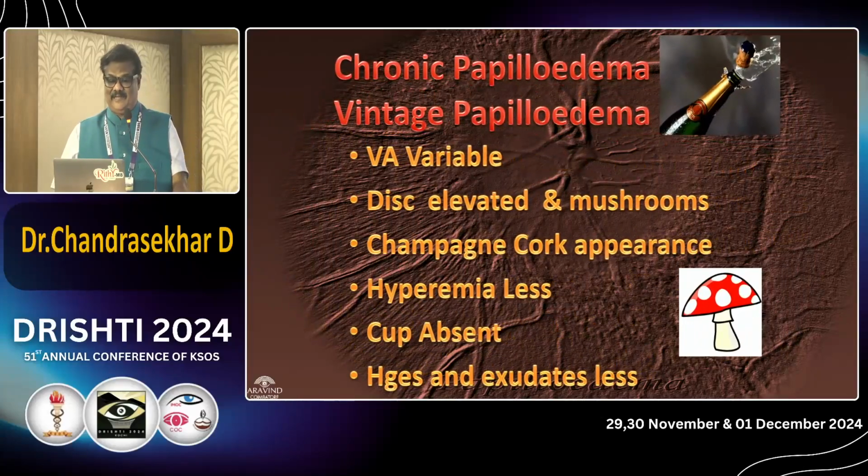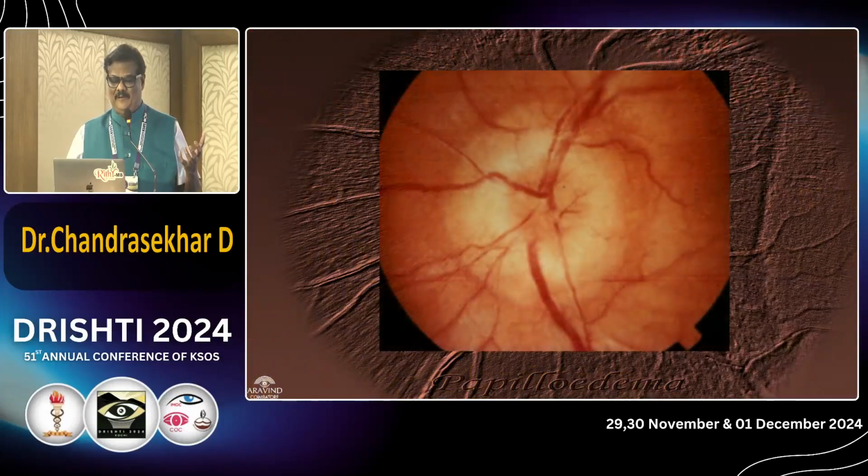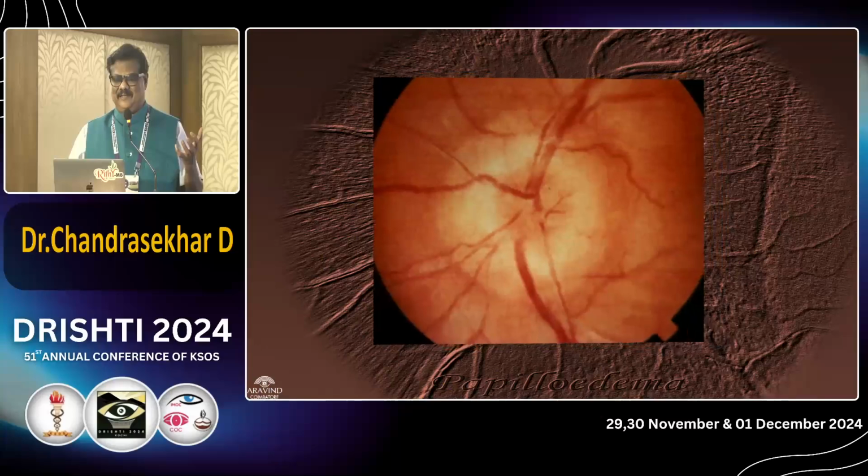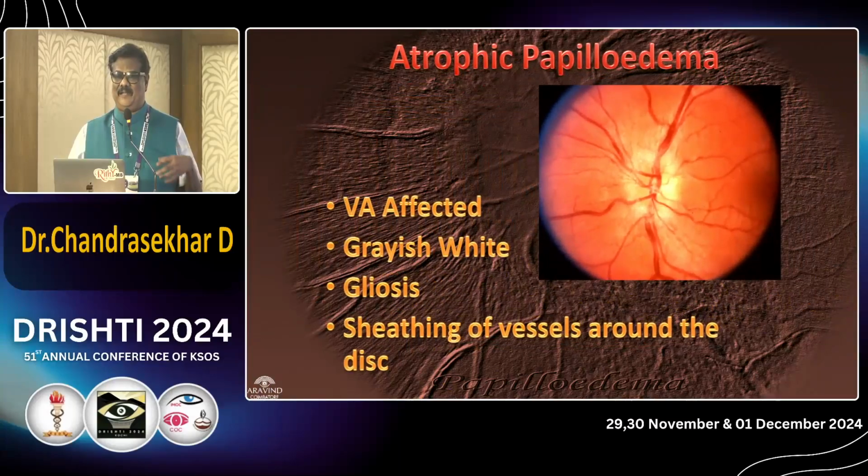Chronic is called the vintage papilledema, champagne cork appearance. It will be more pale, it will be elevated, mushrooming into the vitreous cavity, hyperemia will be less, cup will be totally obliterated like this. So this is the grade 3. And atrophic will be totally pale, margins will be blurred.